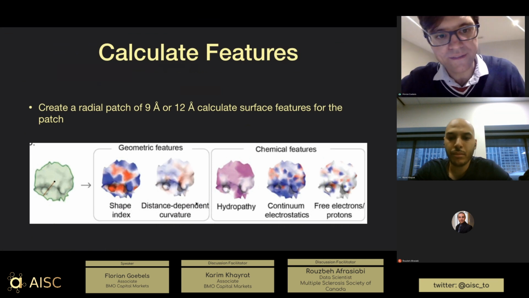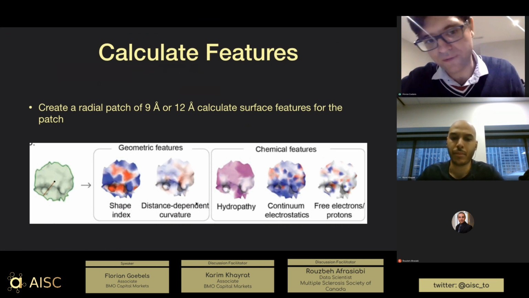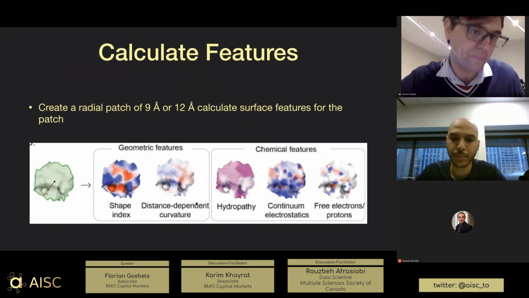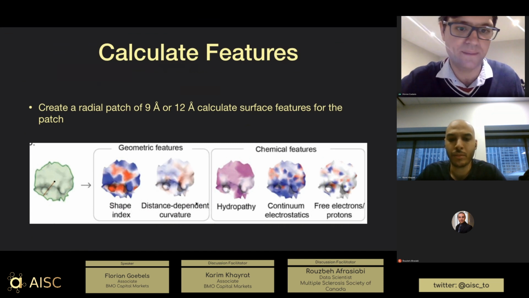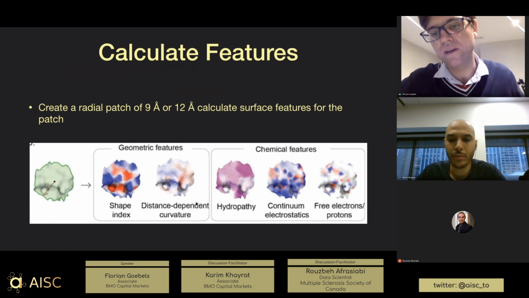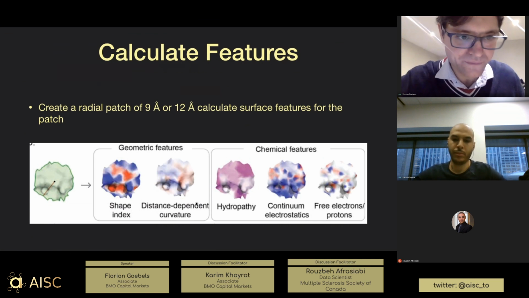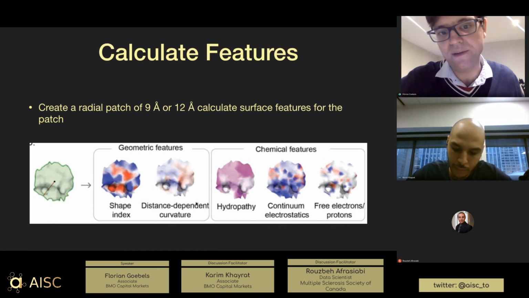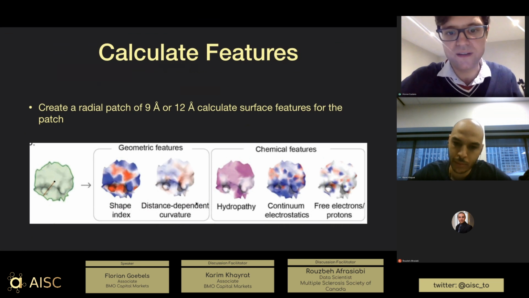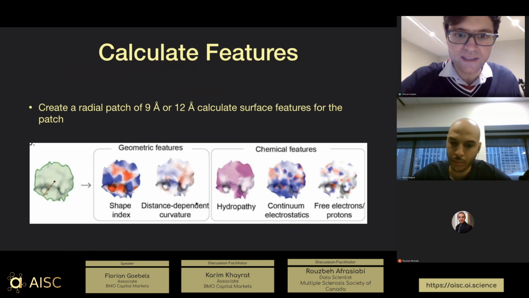You have the black dot, and then the red line would be the radius, and this would define the patch. All the mesh nodes, vertices in that green area would be inside this patch. Then they calculate 5 features for each mesh node inside this patch. One describes the shape, like whether it is U-shaped or whatever. One describes the distance-dependent curvature.